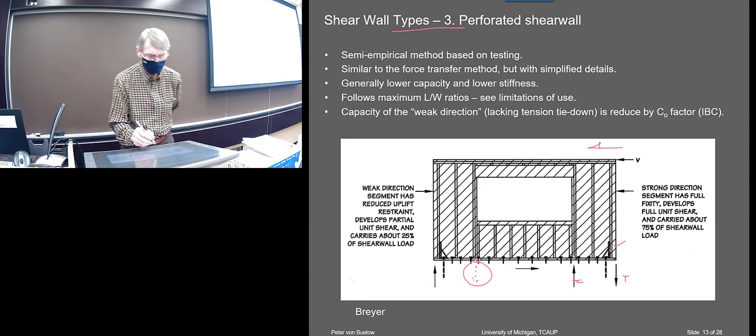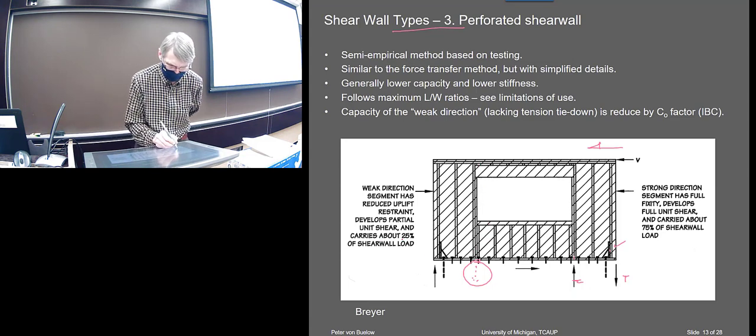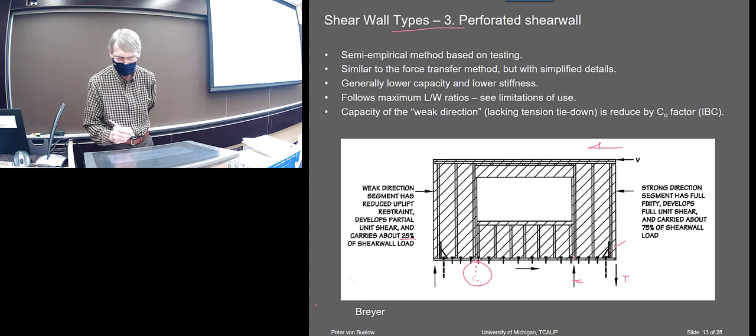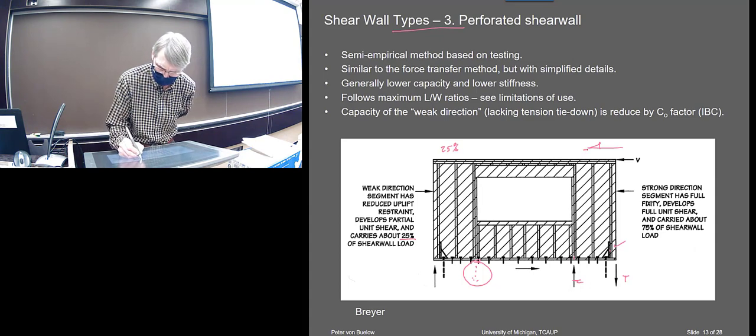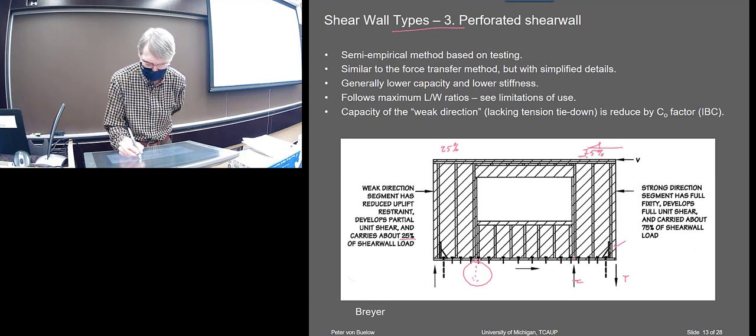So you lose that. It has a little bit of strength, obviously, because the sheathing's holding it, but they say it only has about 25% of the total. So this would be approximately 25%, and this would be carrying 75%. So this would be much stronger.